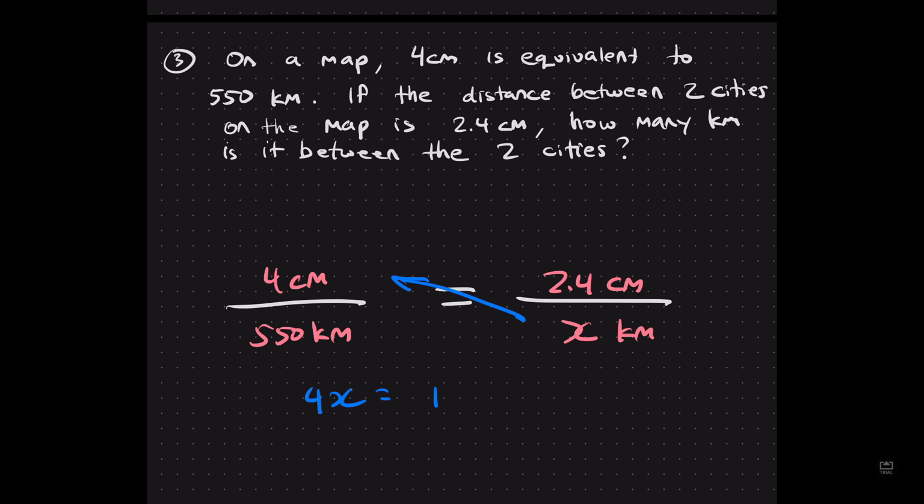which equals 1,320. Divide by 4. That will isolate the x by canceling the two 4's on the left side. Because remember, 4 divided by 4 is 1. So basically, what we're saying is the value of 1x that I want is going to be 1320 divided by 4. So the answer is 330. And what are my units? Kilometers, km.